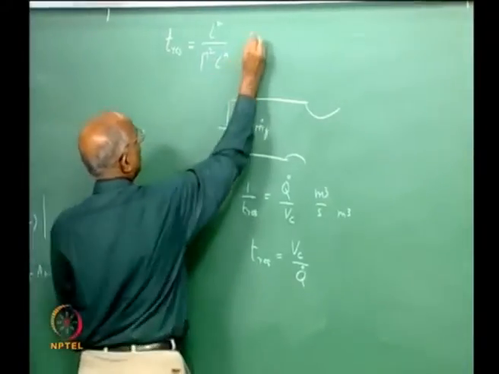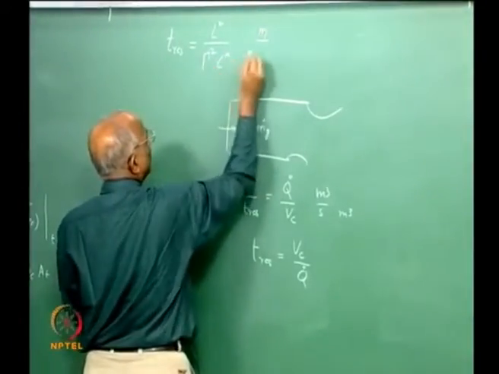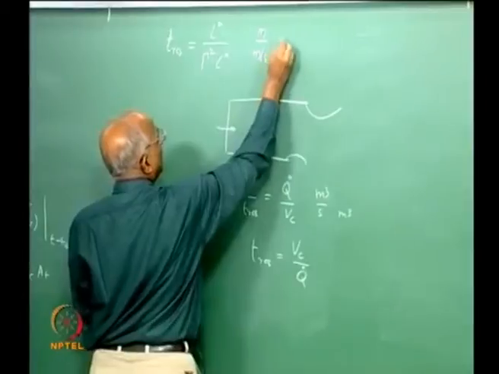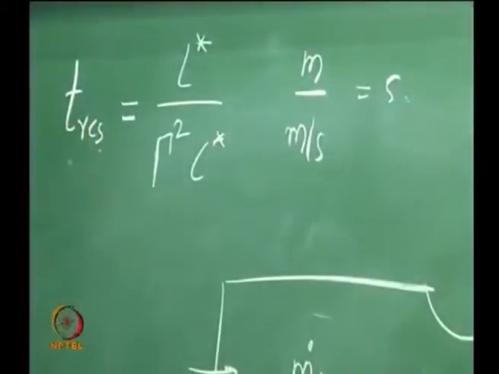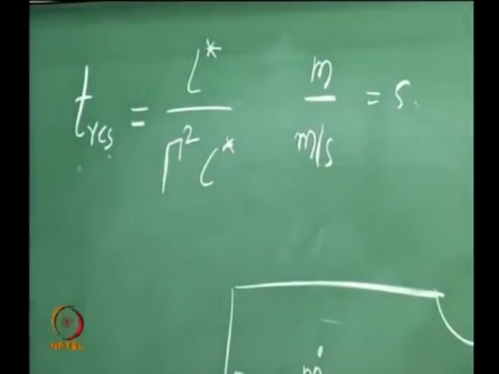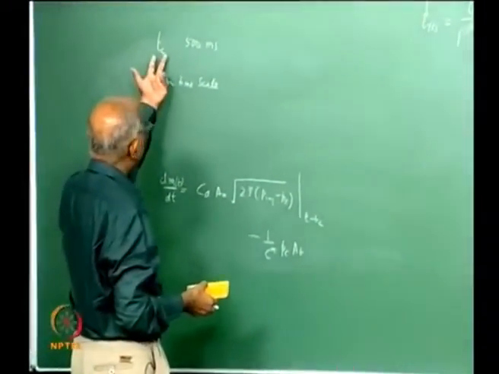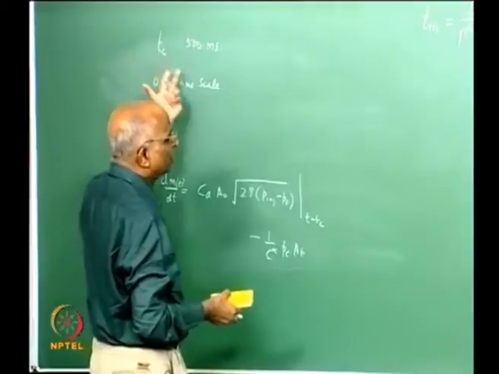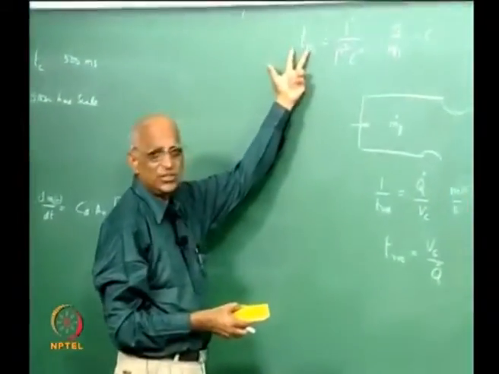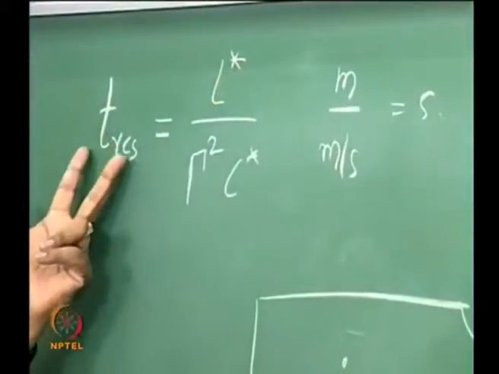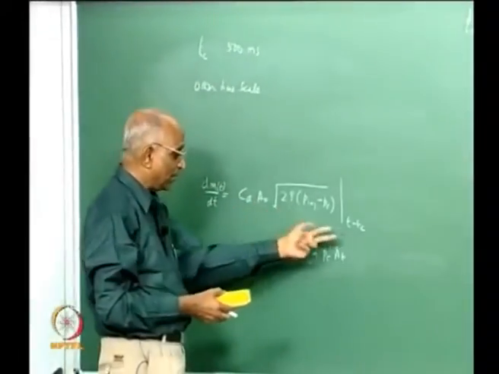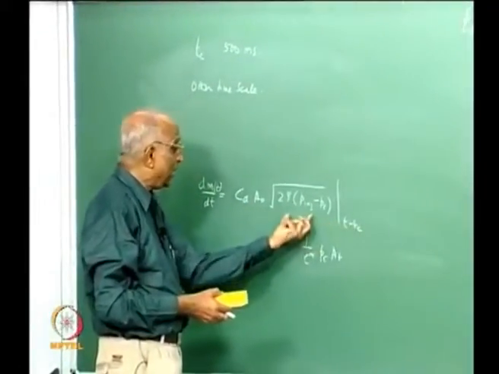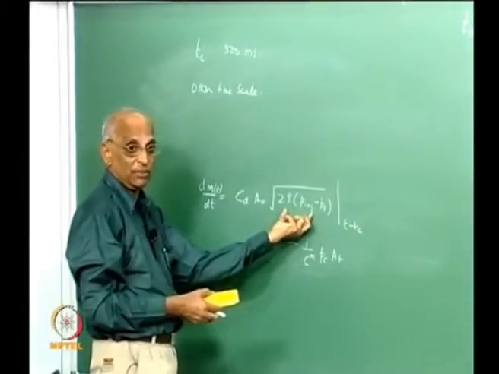Well, it makes sense: L star has units of meter, gamma has no units, C star is meter per second, so this is second, and this is your value of residence time. You are able to get the residence time, and now I will say my Tc, that is the combustion delay, should have something to do with this residence time, and therefore I would like to bring the residence time and combustion time into this equation. Combustion time is already there, the only thing is I do not know how to solve this.